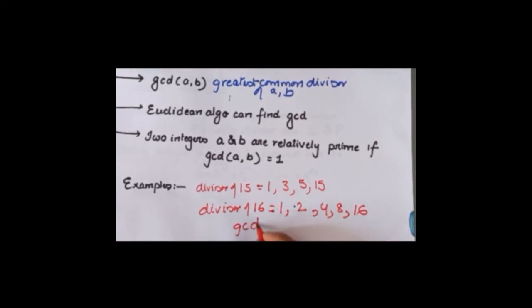And when you find the GCD of 15 comma 16, what is the greatest common divisor here? 15, 16 not matching, 5, 8 not matching, 3, 4 not matching, 3, 2 not matching, 1. This is the greatest common divisor for 15 and 16. So basically you can say 15 and 16 are relatively prime numbers. Why? Because the greatest common divisor between them was just 1. Okay, so this is how you can define relatively prime numbers.